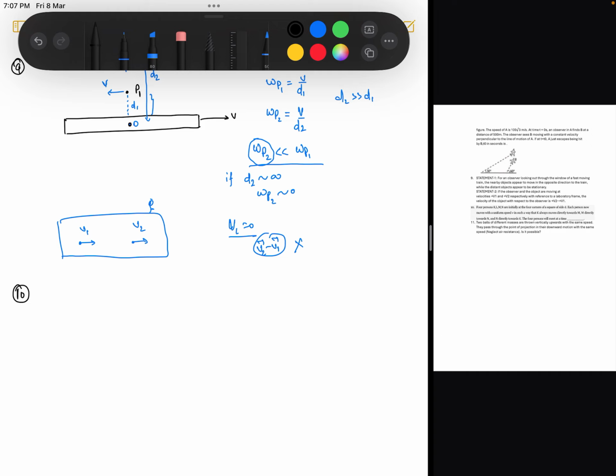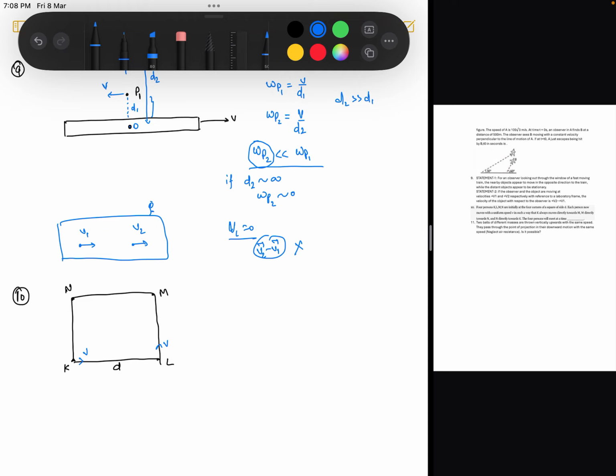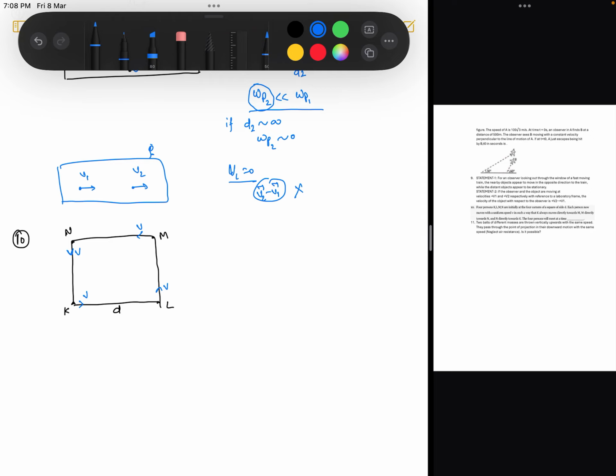Okay, I will draw the diagram first. This is the distance D. This is a square. Four persons K, L, M, N. At some instant of time, K starts moving with velocity V towards L, and L starts moving with velocity V towards M, and M starts moving with velocity V towards N, and similarly N starts moving with velocity V towards K. We have to tell at what time they will meet.